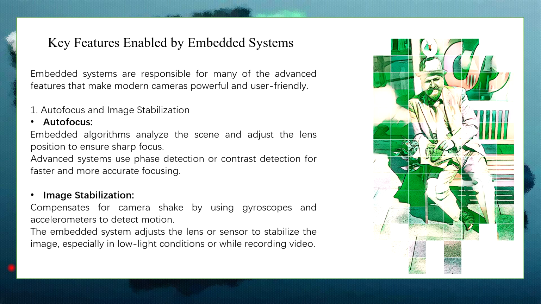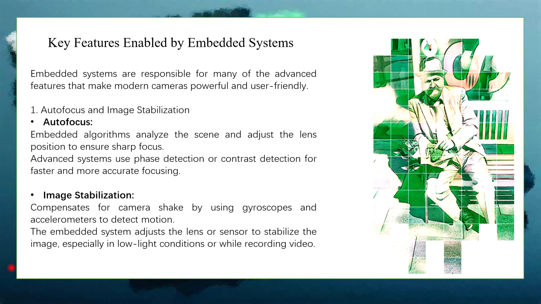Key features enabled by embedded systems. Embedded systems are responsible for many of the advanced features that make modern cameras powerful and user-friendly. Autofocus: embedded algorithms analyze the scene and adjust the lens position to ensure sharp focus. Advanced systems use phase detection or contrast detection for faster and more accurate focusing.